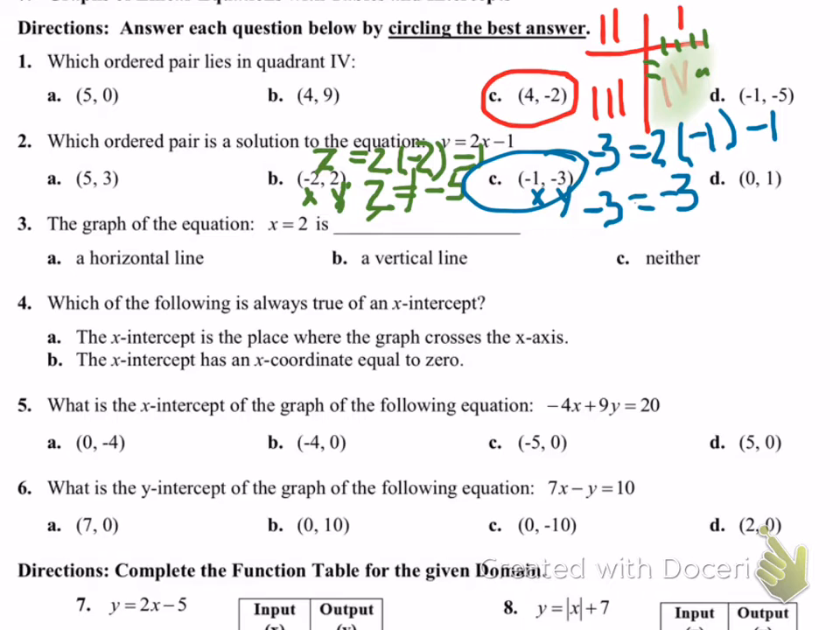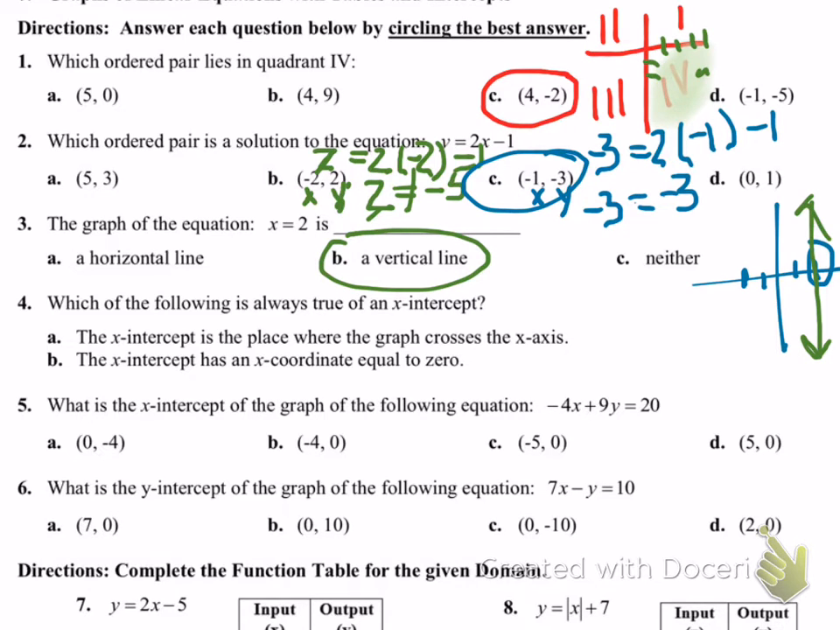Number 3, the graph of the equation x equals 2. Okay, if we think about this, x equals is one of those special cases. We're finding where it's equal to 2 on the x-axis, which would be falling right there, and then I'm going to get all of the points that have an x value of 2, and that creates a vertical line that looks like this. So number 3 is B, a vertical line.